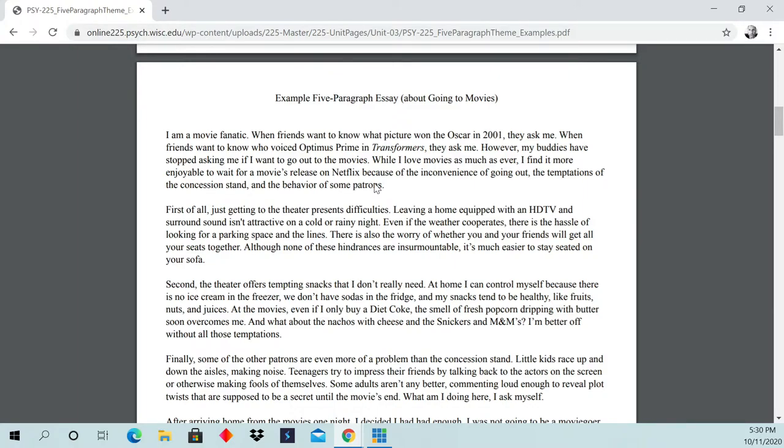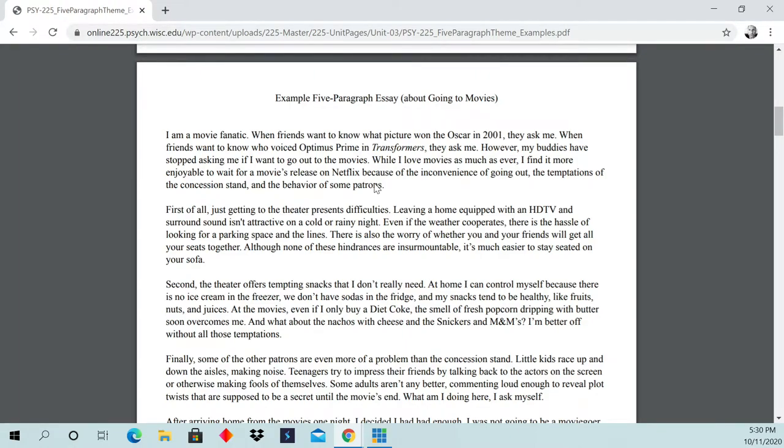I'm a movie fanatic. When friends want to know what picture won the Oscar in 2001, they ask me. This is all background, right? When friends want to know who voiced Optimus Prime in Transformers, they ask me. Again, this is all background. This person is not making an argument yet. They're just telling you about being a movie fanatic. And I'm a movie fanatic. They're going to tell you a little bit about that.